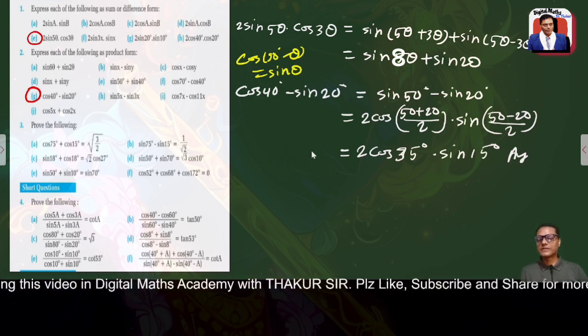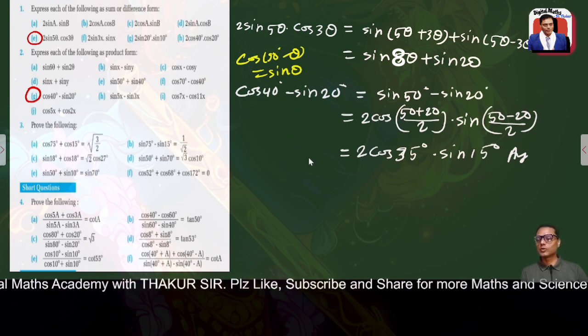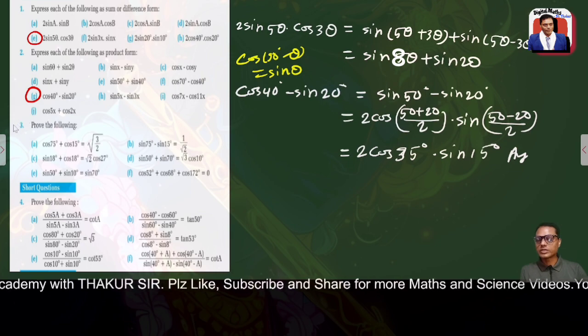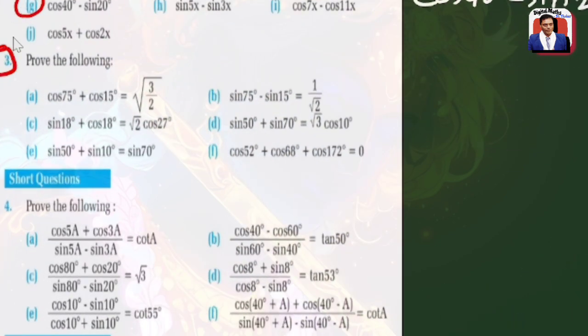So we can easily change them from sum or difference into product form. When you see any question from question number 3, it's also very easy. Just we have to apply the formula. So let's see one question, that is question number B. You can see B number.